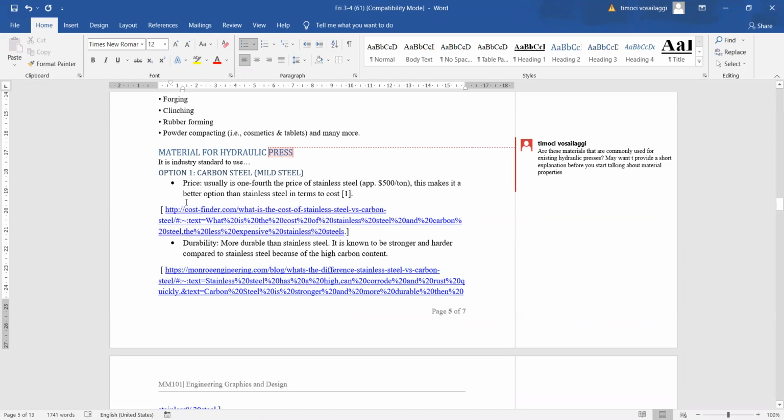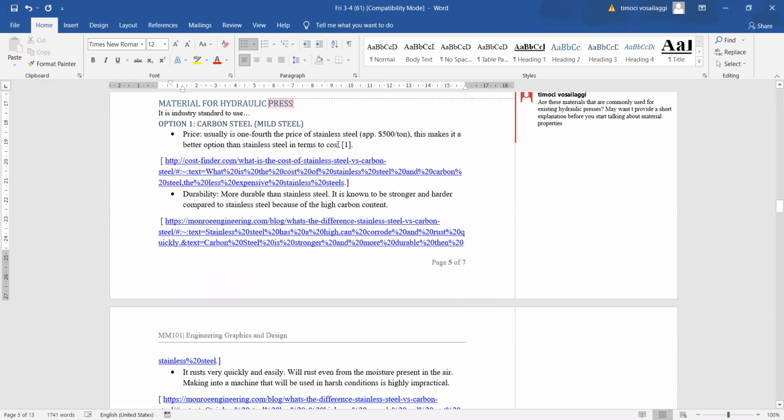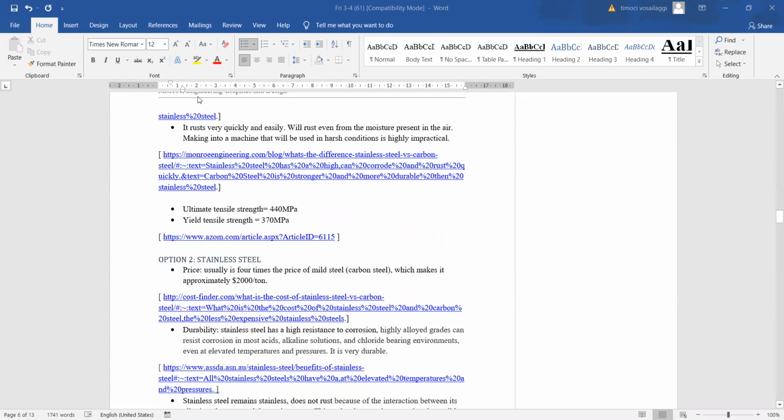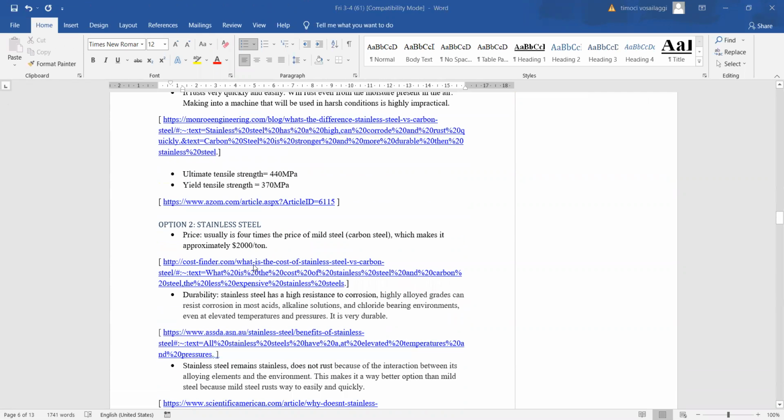Okay, I like how you've broken down each of the materials into their mechanical properties, and then identified the mechanical properties that you'll be interested in using. So you looked at carbon steel and stainless steel.